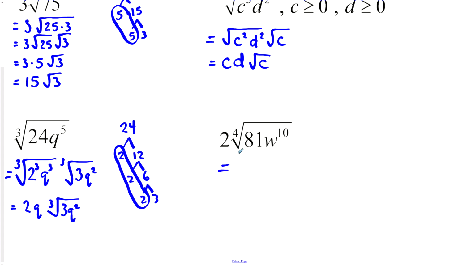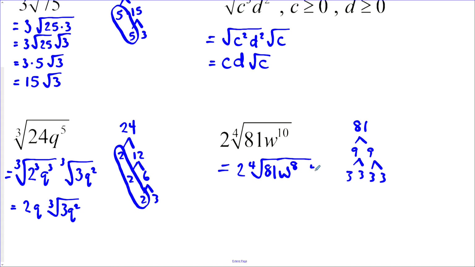Next one, we've got fourth root, so let's factor 81 to look for groups of 4, and this one's 9 and 9, and 3 and 3, and 3 and 3, and so 81 is a perfect number for this one. So 2 fourth root of 81w, we're looking for groups of 4, so 8 would be the largest. We could have 2 groups of 4 here. And then what's left in here?